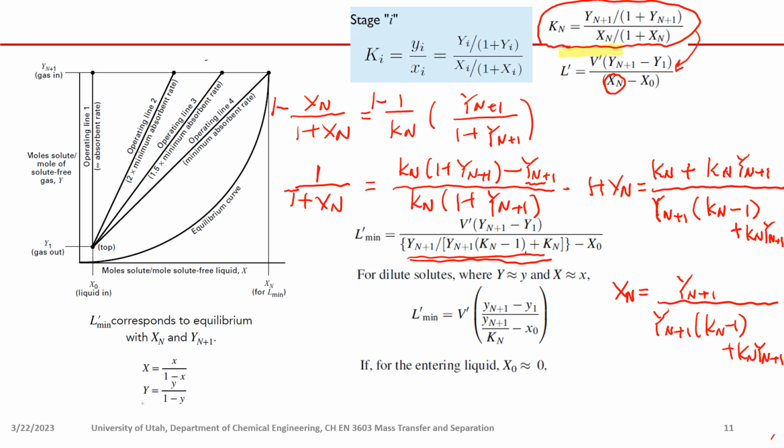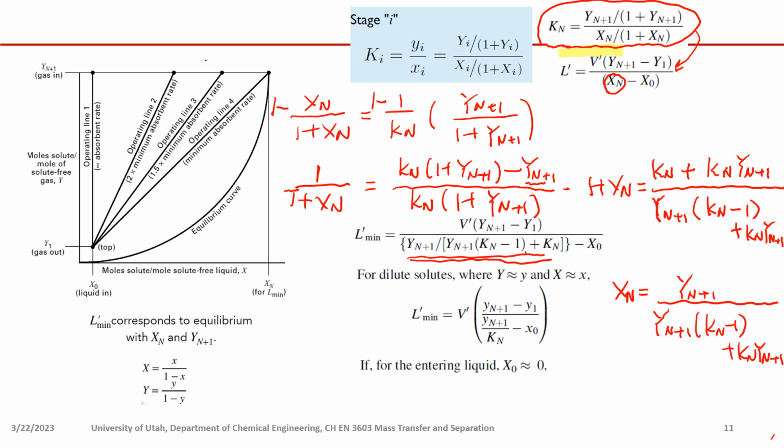Now we derived the minimum flow rate. That's going to be dependent on a function of all the known values, right? We know V prime, that's the vapor phase flow rate. We know yn plus 1, that's the feed composition of the gas phase, right? We know y1, that's our desired separation outcome. And we know Kn, that's the K value, from equilibrium data. We know x0, that's the composition of the incoming liquid stream. Right? We know all the values, then we just plug in, we can compute L min, right?